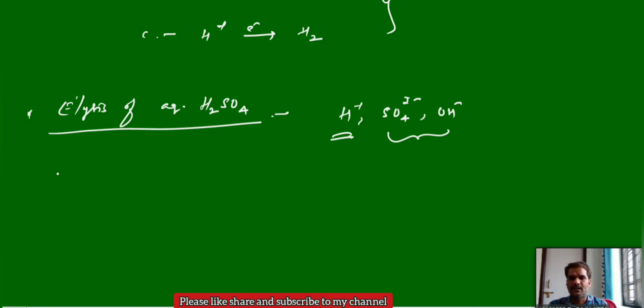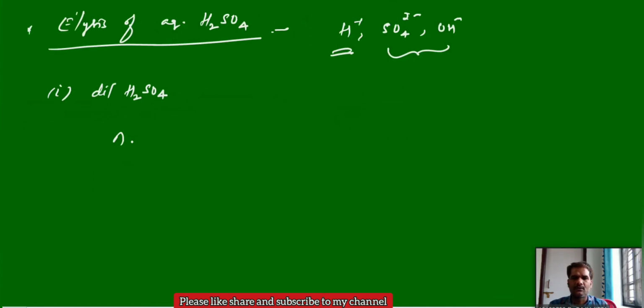That depends on the condition. First one, in case of aqueous H2SO4 special cases, when you use normal dilute H2SO4, at the anode there is a competition between SO4 2 minus and OH minus. As usual, according to the previous knowledge, OH minus can liberate, then oxygen gas can liberate. At cathode, only H plus is there, it can give hydrogen.